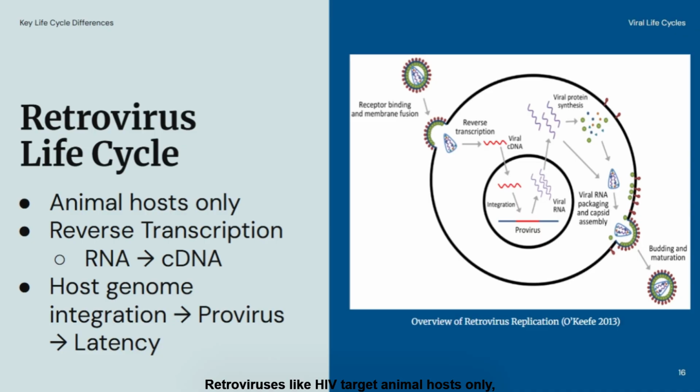Retroviruses, like HIV, target animal hosts only and are known for their unique genome processing, in which their RNA genome is reverse transcribed into DNA using the viral enzyme reverse transcriptase. The complementary cDNA made through reverse transcription will then be integrated into the host genome, making what is called a provirus. The provirus will be expressed along with the cell's genome.